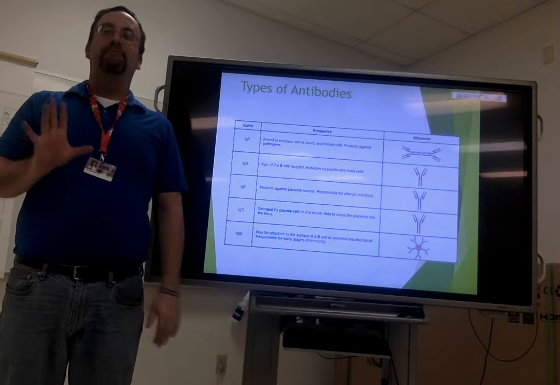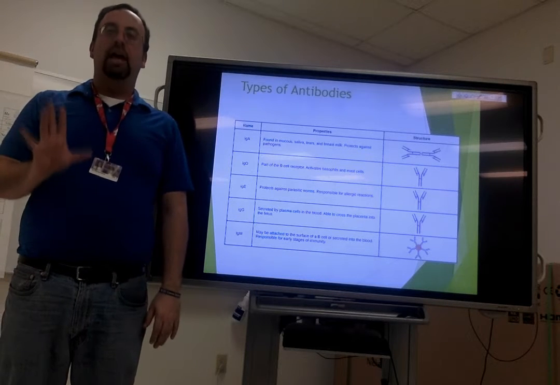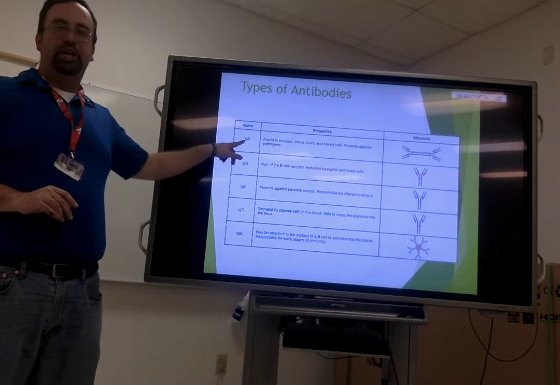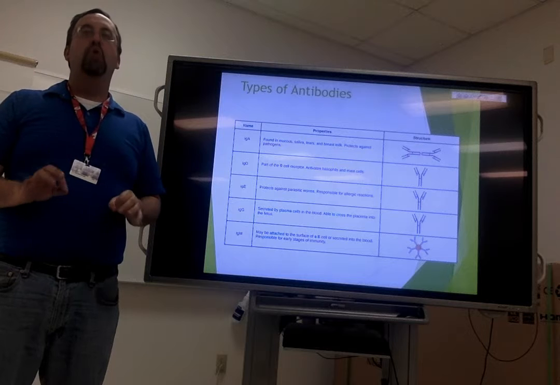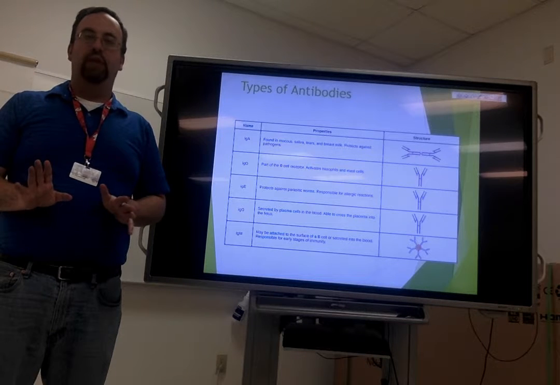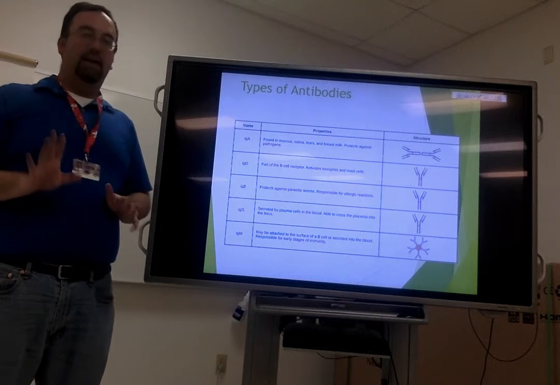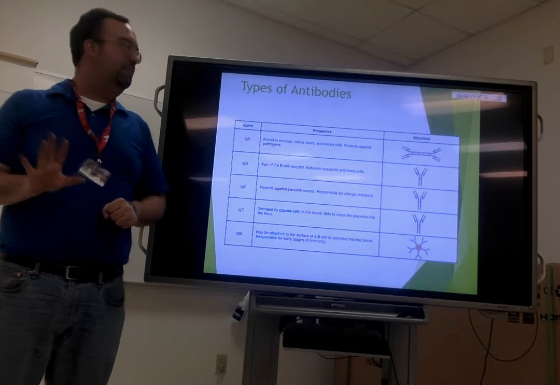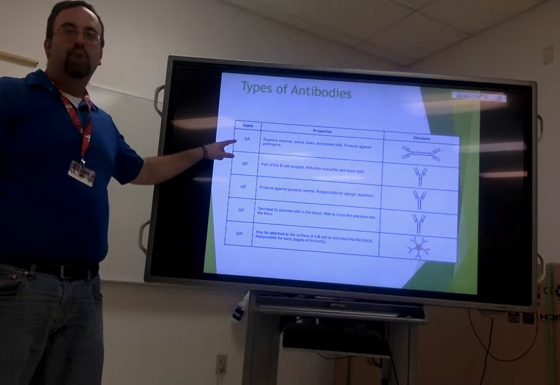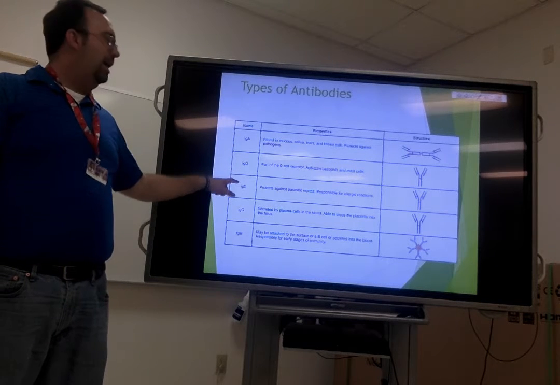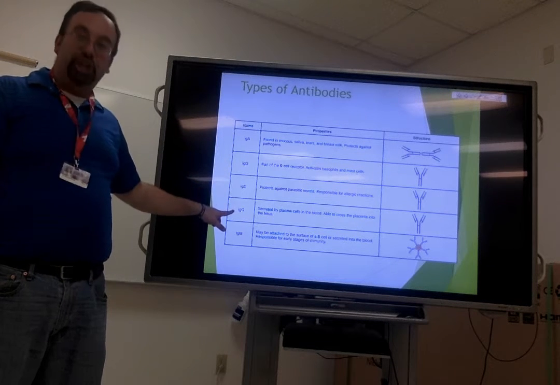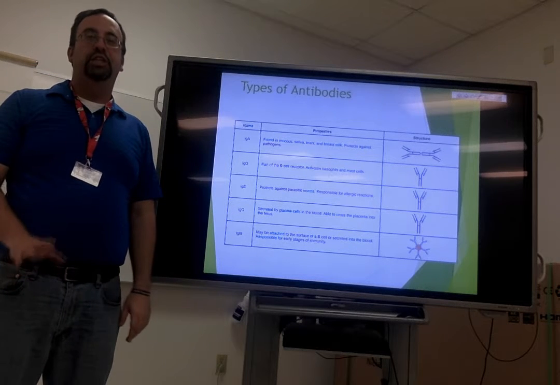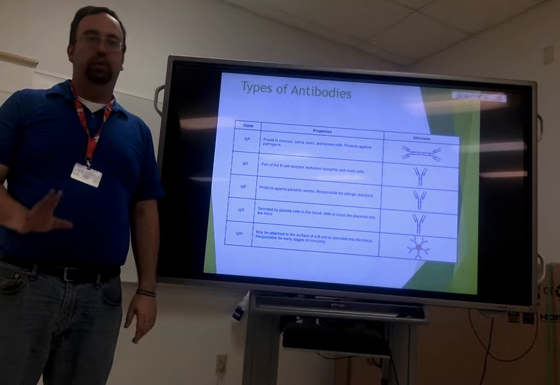I want to look at 5 common antibodies, and I want to let you know the Ig here stands for immunoglobulin, and you don't have to know that, but there are 5 common antibodies, and so we're going to use letters to designate them. We have IgA, IgD, IgE, IgG, and IgM. Again, remember the Ig stands for immunoglobulin, but you don't have to worry about that.